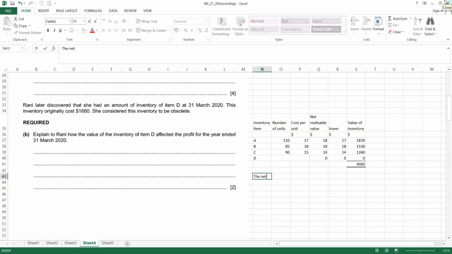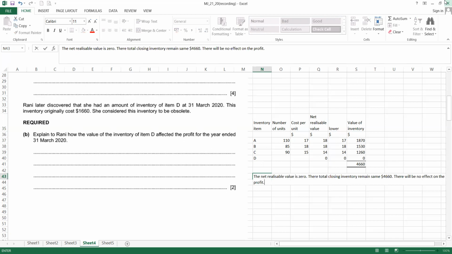So here you can put that the net realizable value is 0. Therefore, total closing inventory remains the same, 4,660. Now next, there will be no effect on the profit.